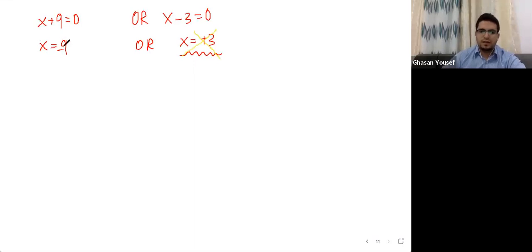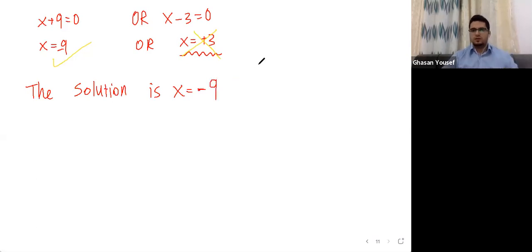Now, after you plug in x equals minus 9, you will get an answer. So this is a solution. So the only solution for this fraction is x equals minus 9. This is the only solution for this one. Any question for this example?